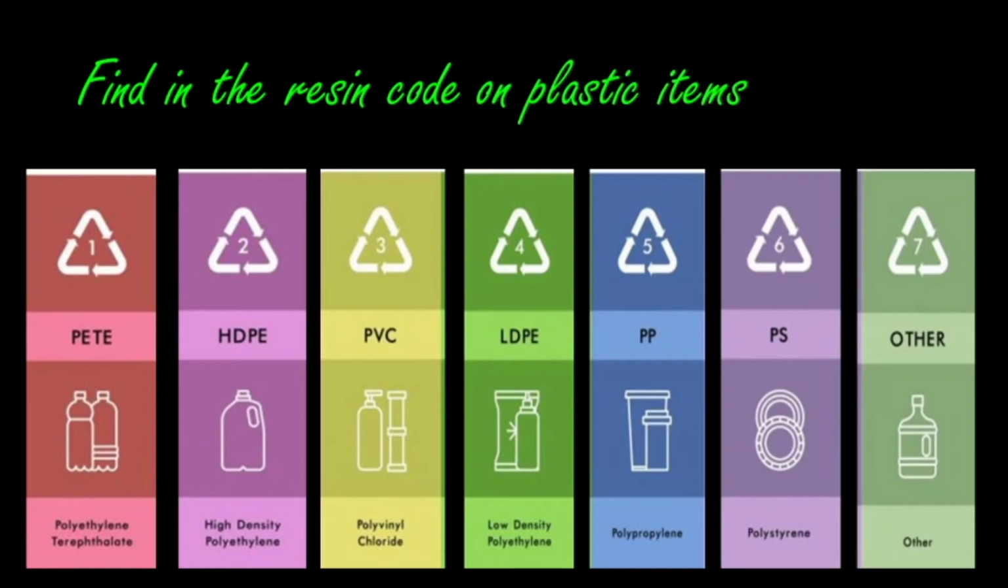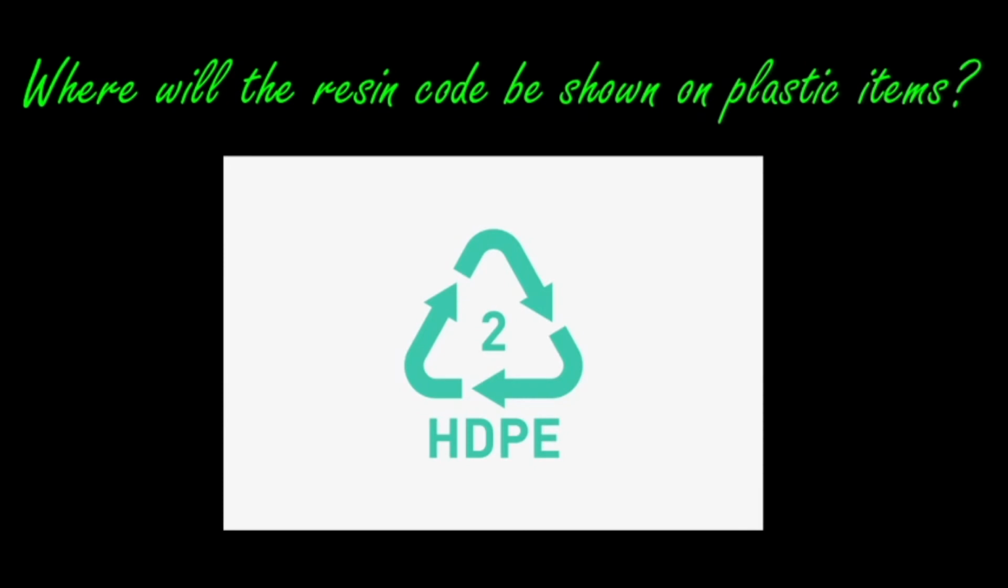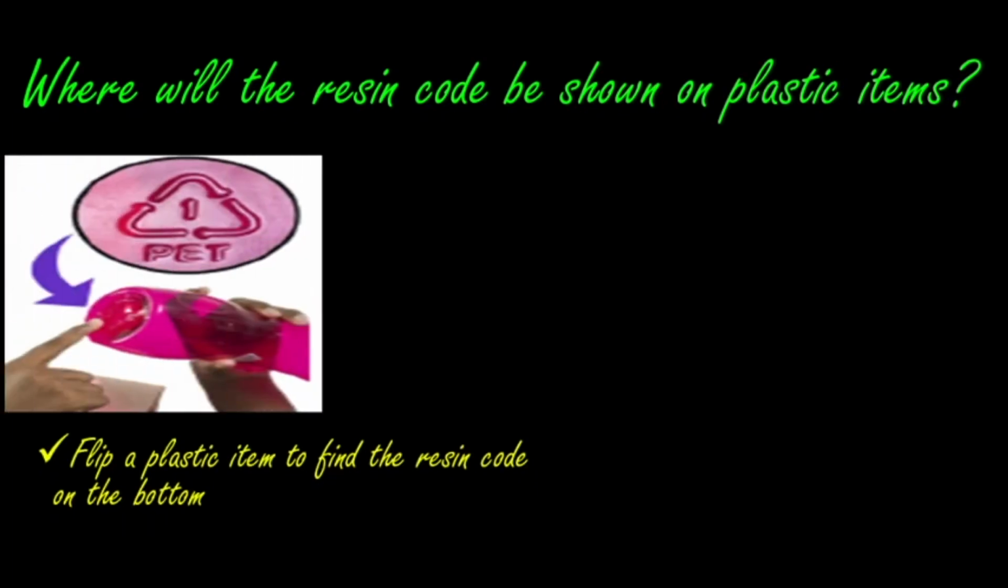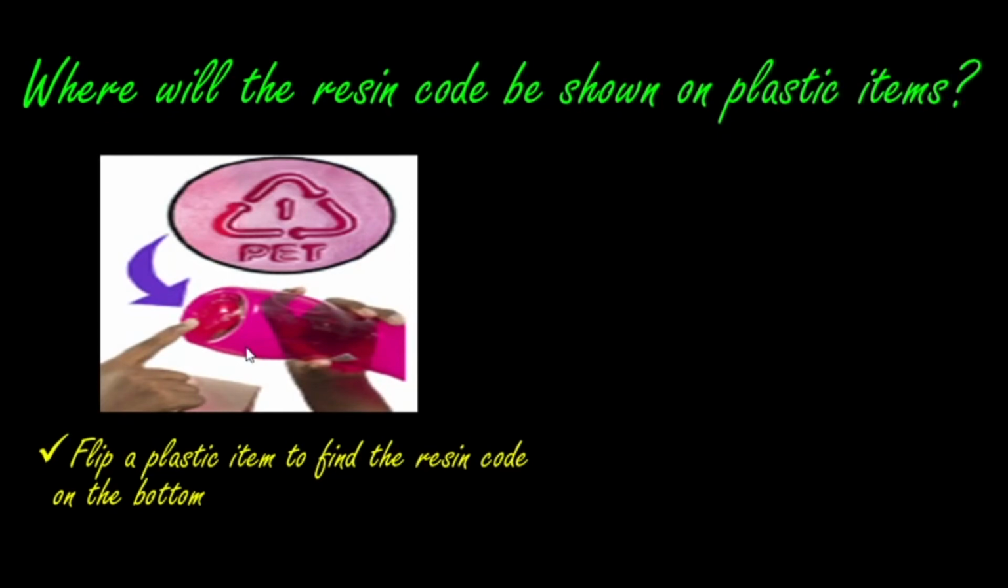Okay, so where will the resin code be shown on the plastic items? If you buy any product, where should it be shown? We know it is from 1 to 7, so where should this 1 to 7 resin code be placed? The first one is, if you flip the plastic item, you find the resin code on the bottom. You see here, this is one water bottle. At the end of the bottle, or on an oil can, or oil bags, whatever we buy, we just turn it back and see the resin code.